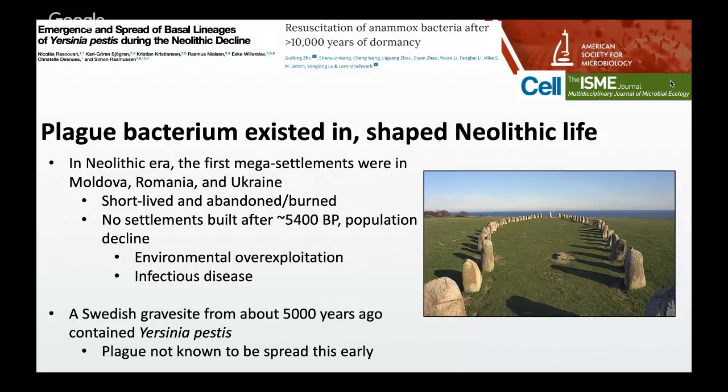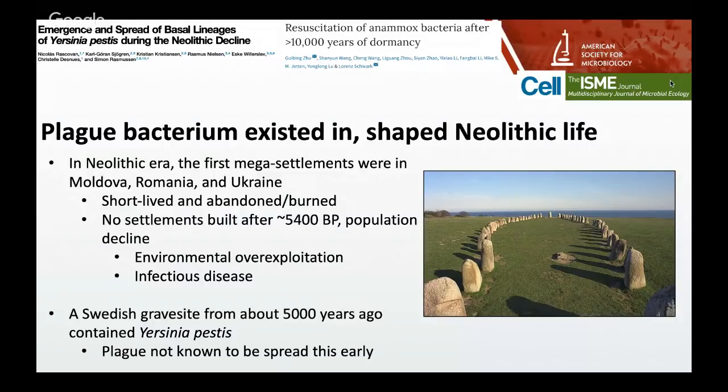Settlements from this Neolithic era were not discovered after around 5,400 years before our present time right now. And this is thought to correlate to population decline around this time, which is a mystery why this population decline occurred. It could have been environmental overexploitation, using up all of the natural resources nearby, as humans and lots of other organisms tend to do. But it also may have had an infectious disease at its root.